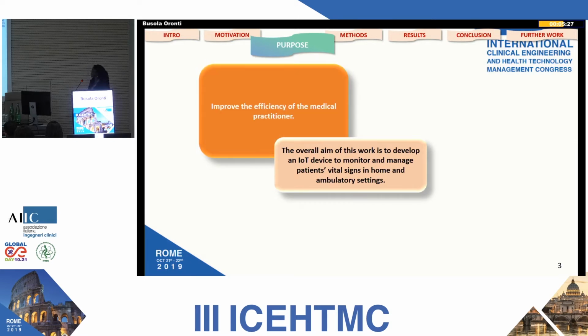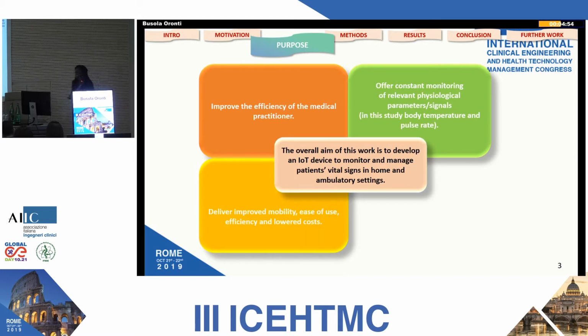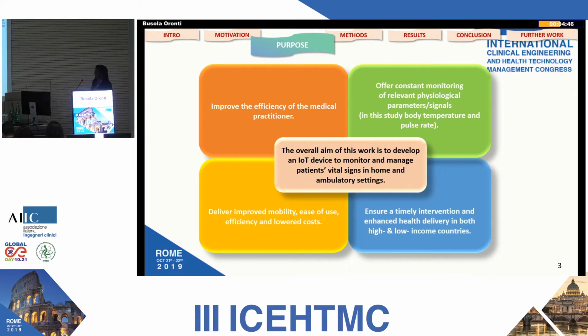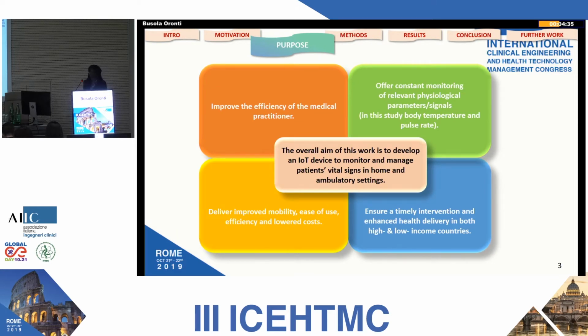Now, the overall aim of this work is to develop an IoT device which can monitor and manage patients' vital signs in home and ambulatory settings. We had a number of set objectives, and the first one was to improve the efficiency of the medical practitioner. Secondly, we wanted to offer constant monitoring of relevant physiological parameters. In this study, we focused particularly on body temperature and heart rate. And then the third objective we had was to deliver improved mobility, ease of use, efficiency, and lowered cost. And finally, we wanted to ensure a timely intervention and enhance health delivery in both high and low income countries.